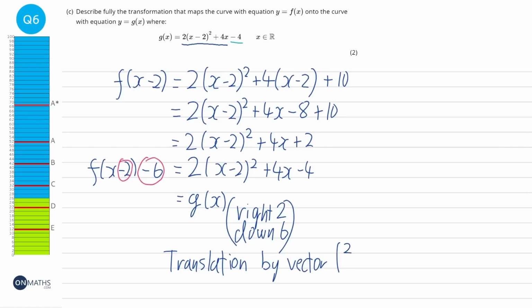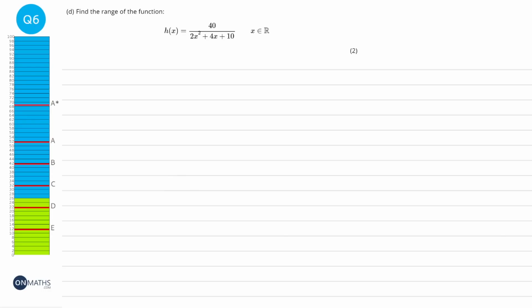Well, here we're going down 6, so it'd be minus 6. To find the range of this function, h of x, we need to find the minimum and maximum possible outputs. Now, because it's in a fraction, one thing we know about fractions is the larger the denominator, the smaller the overall fraction. In fact, if the denominator is a really, really big number, the fraction tends to 0. So we already know that the minimum for this function is going to be 0. And now we just need to find what the maximum will be for the range of this function.